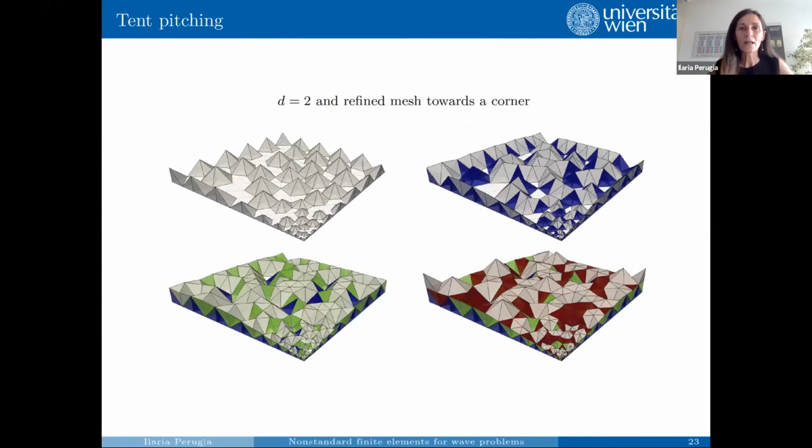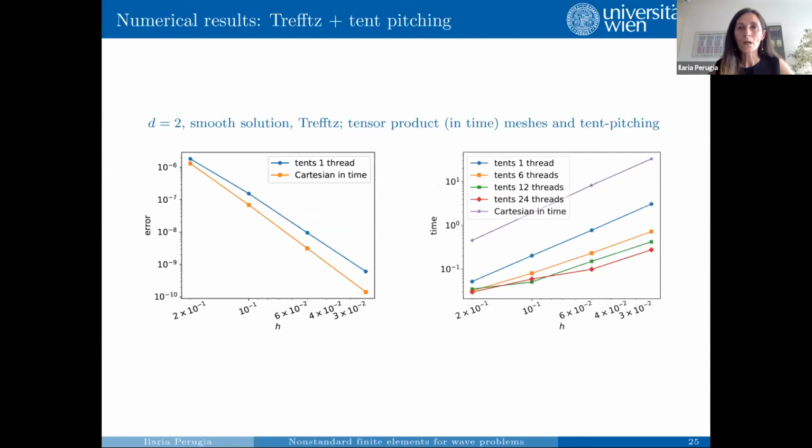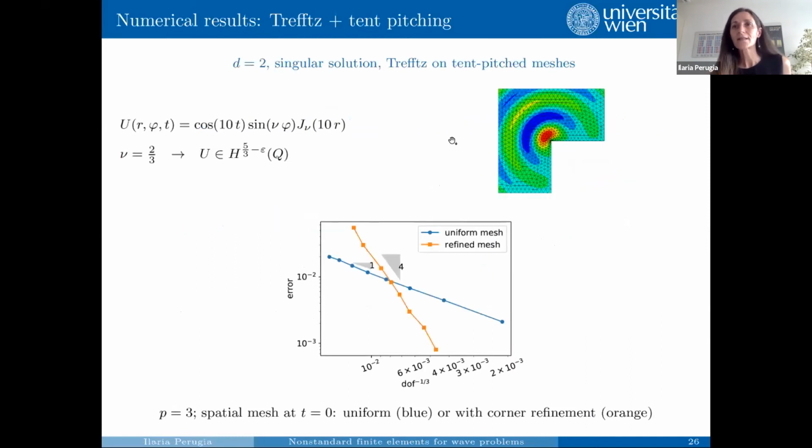So now maybe I skip some numerical tests where I just wanted to show that things behave as expected. And I just want to show that even if you have a wave problem with a solution displaying a corner singularity, which is a pretty high singularity, you can do tent pitching and still recover full order of convergence just by starting with a space mesh at time 0 which is suitably refined close to the corner.